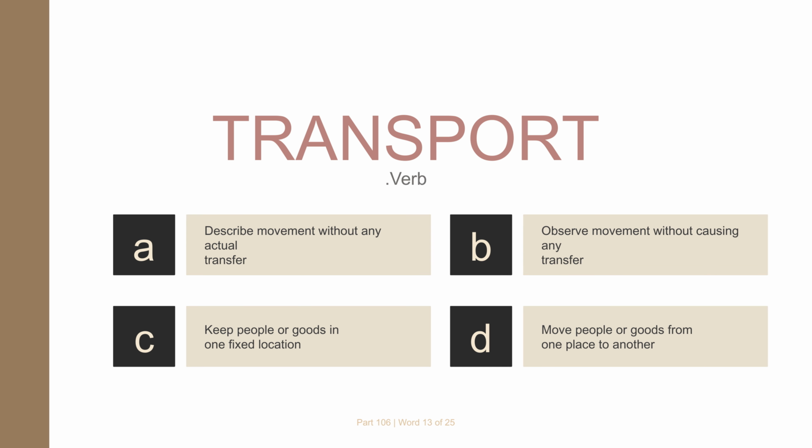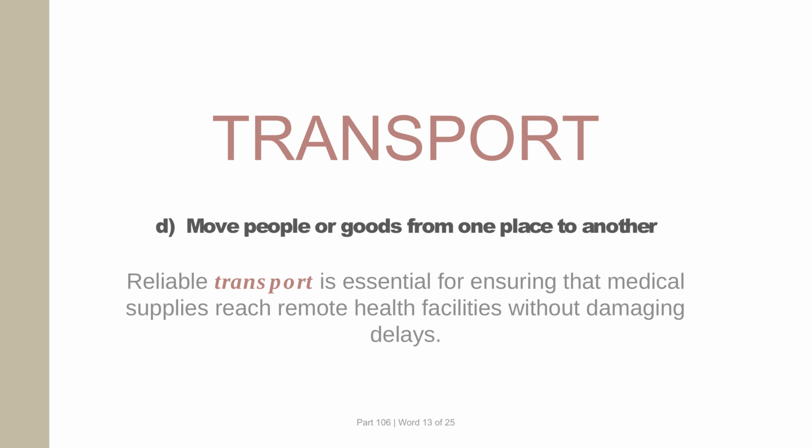Option C, keep people or goods in one fixed location. Option D, move people or goods from one place to another. Correct answer, option D. The correct meaning of transport is move people or goods from one place to another. Example: reliable transport is essential for ensuring that medical supplies reach remote health facilities without damaging delays.